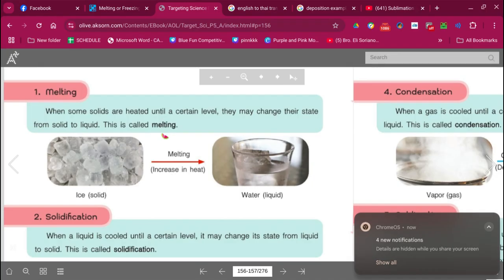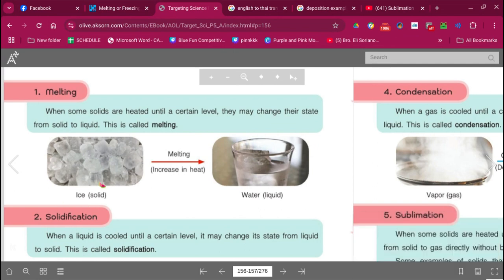So here's an example. Just like the ice. It is a solid. And when the ice is put into hot water, what will become of the ice? Water. The solid will become liquid. Yeah, very good. The solid one will become liquid. So that is called melting.